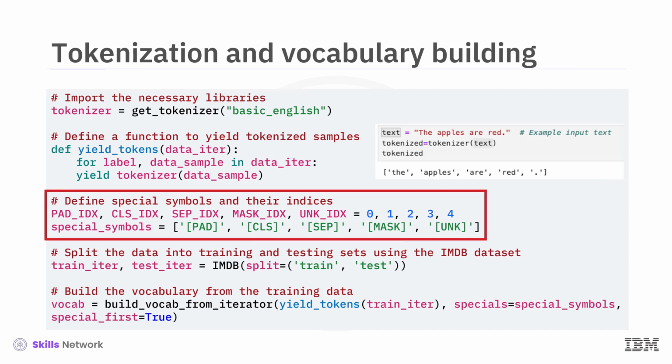Following that, you'll define special symbols and their corresponding indices: pad IDX, CLS IDX, SEP IDX, mask IDX, and UNK IDX. Pad is used to represent padding tokens. CLS represents the start of a sequence. SEP is used as a separator between sequences. Mask is used for masked language modeling, or MLM, and UNK represents unknown tokens.